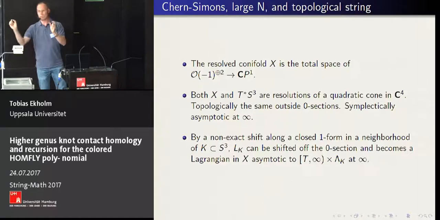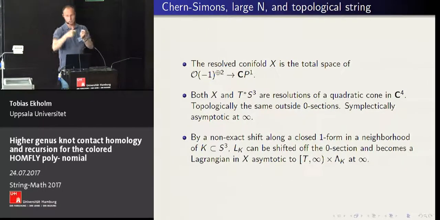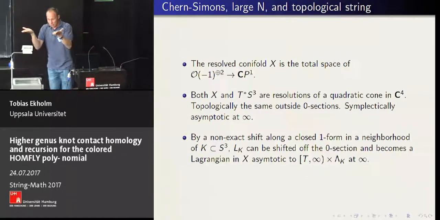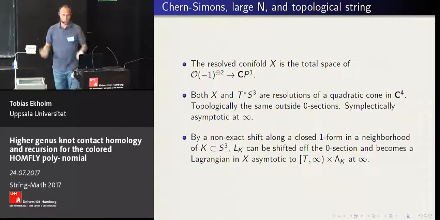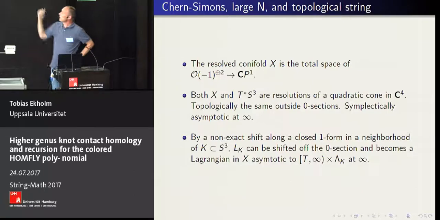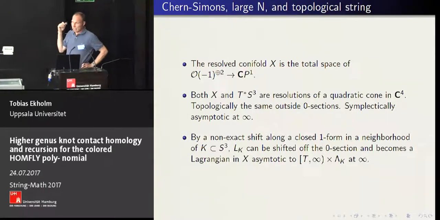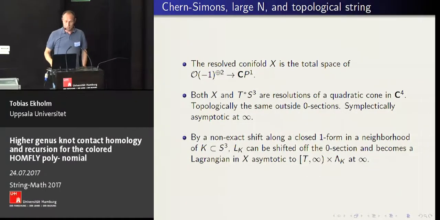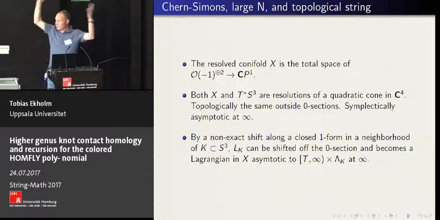So in a small neighborhood of the knot, the manifold looks like S1 times D2. And in there we have the standard S1 form d theta, and we shift the conormal along this direction, and then it's off the zero section. We can view it now as Lagrangian in X. And in particular, just as before when we had no knot, this Lagrangian with respect to holomorphic curves and so on works exactly like the Legendrian times an interval in T*S3 near infinity.